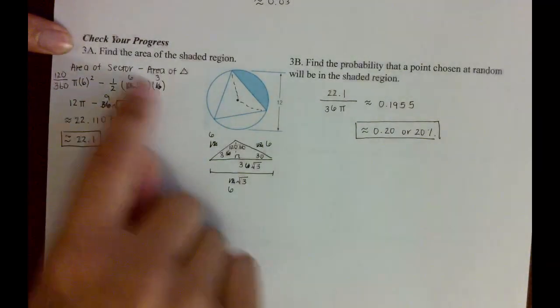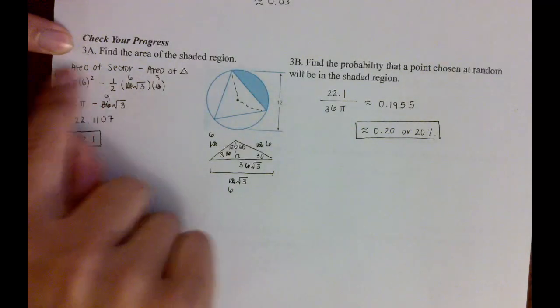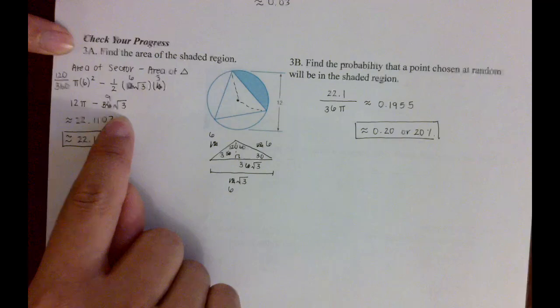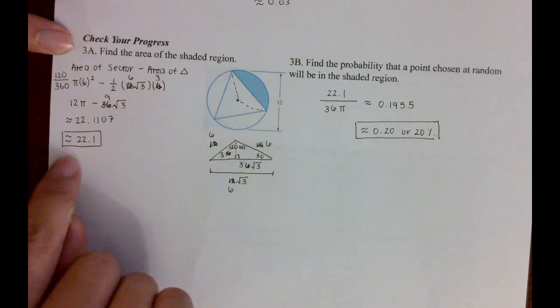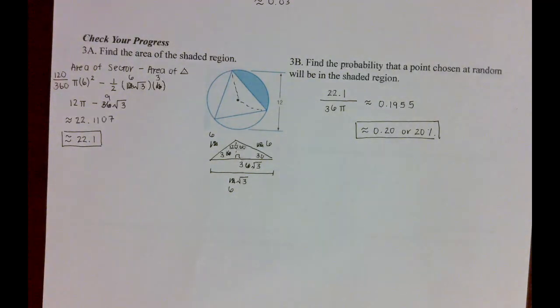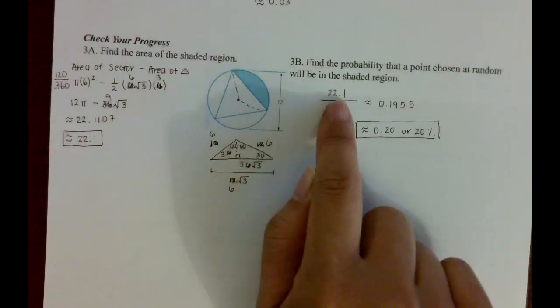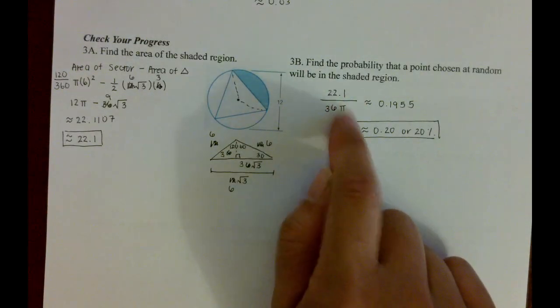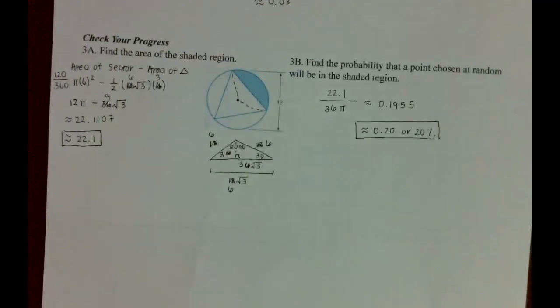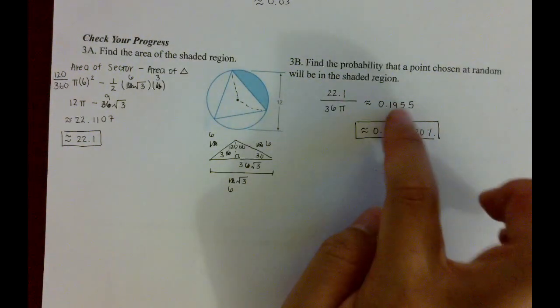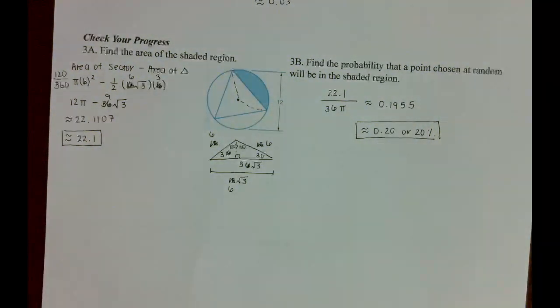Then I just simplified this. This becomes 12 pi. This becomes 9 square root of 3, which is approximately this. And then the book just rounded it to 1 decimal place. Okay. Then doing the probability of that, this is what we want. This is the desired outcome over the total possibility. On that circle, it's an area of 36 pi, right? Pi r squared, radius is 6. Okay, and then simplifies that, and I get approximately 0.1955, which the book approximated to 0.20 or 20%.